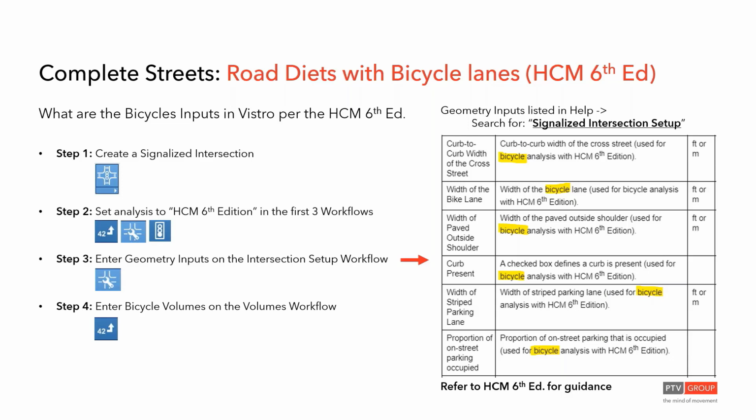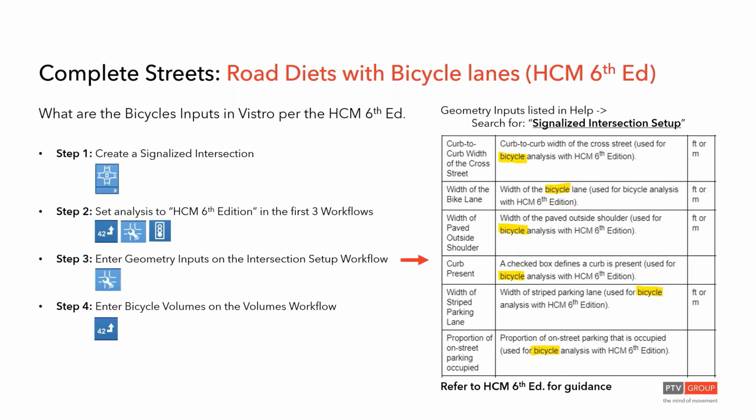I've highlighted this in the table. If you search for the Vistro online help and you look for the term signalized intersections setup, it'll pull up this table. And if you scroll down a little bit, you'll be able to see the meaning of all of these inputs that are related to bicycles. I'll go over this in a little bit of detail on the example.